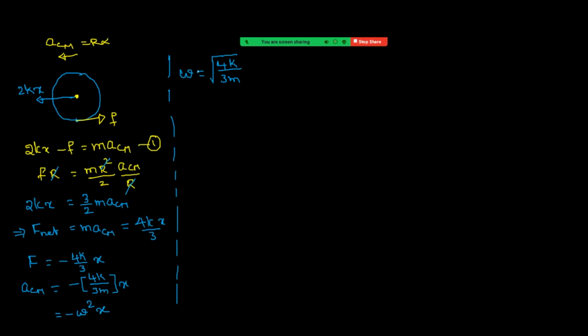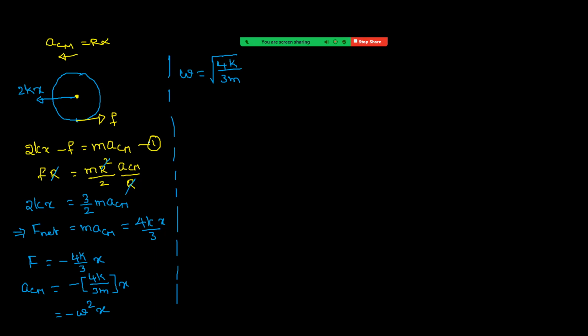Okay. That is the omega value. Next, the maximum value of V naught for which the disk will roll without slipping. So, the maximum value of V naught. Now see what we can say here. At maximum velocity, this will come to rest temporarily. When this comes to rest temporarily, the elongation will be maximum, right?